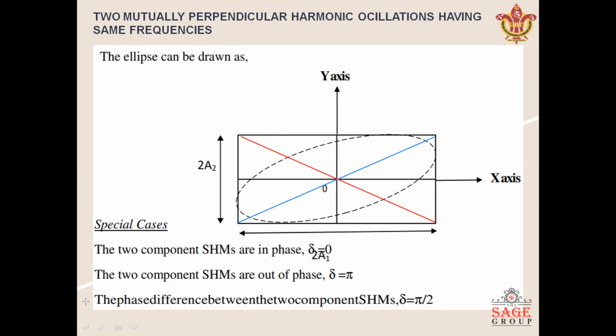And if the phase difference between the two components of simple harmonic motion, delta, is equal to pi by 2, we can get another ellipse, where the major axis is along y or x, and the minor axis can be along y. So in this manner we are finding the Lissajous figure. We can draw the Lissajous figure.